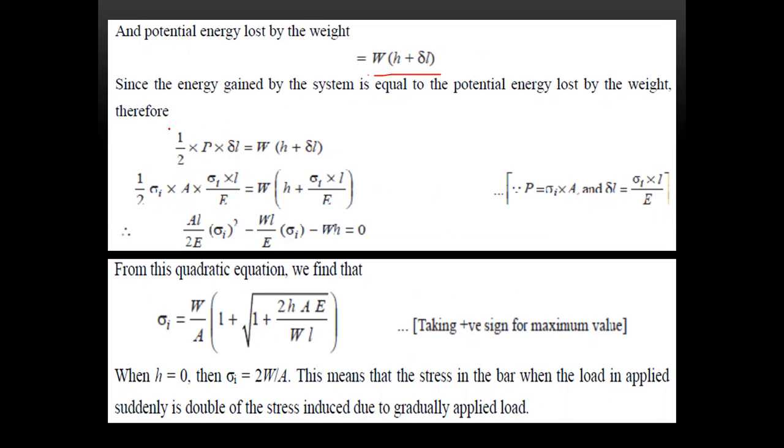Then taking the potential energy, half P into delta L is equal to W plus, you have to take this one. Now, by taking this one, just resolve it: half sigma into A into sigma L by E is equal to W of H plus into delta L. Keep this value. After substituting this one, we are getting this value. From this quadratic equation, we find sigma is equal to W by A into 1 plus root of 1 plus 2HAE by WL.